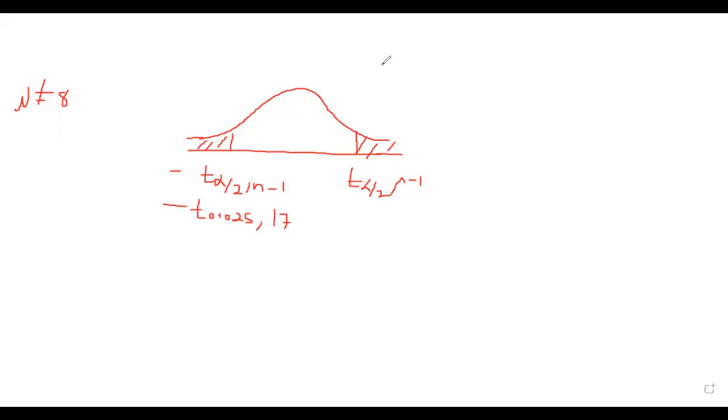So we want to read a T table. Let's go back to the slide and read the T table.